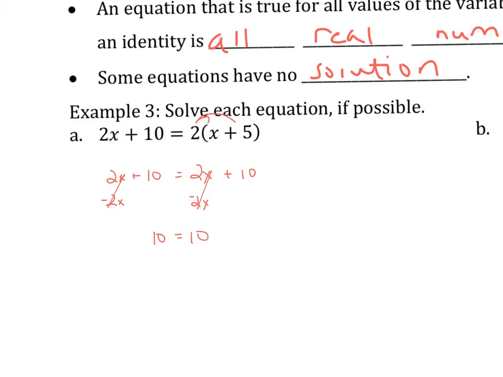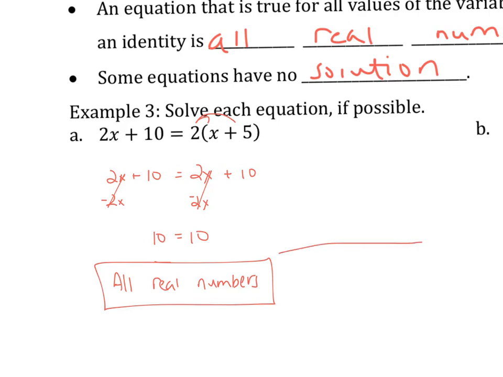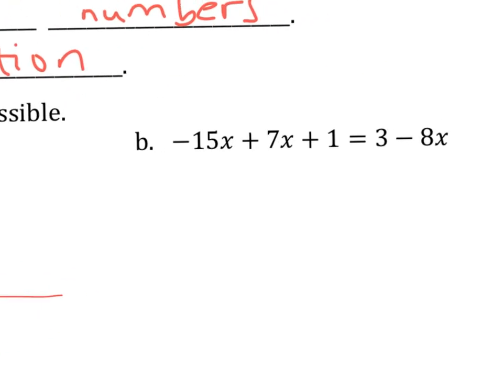When all of your variables cancel and you're left with a true statement, that's when you have all real numbers. And you may want to write that down on your paper. When all variables cancel and you're left with a true statement, your solution is all real numbers. So let's look at B.